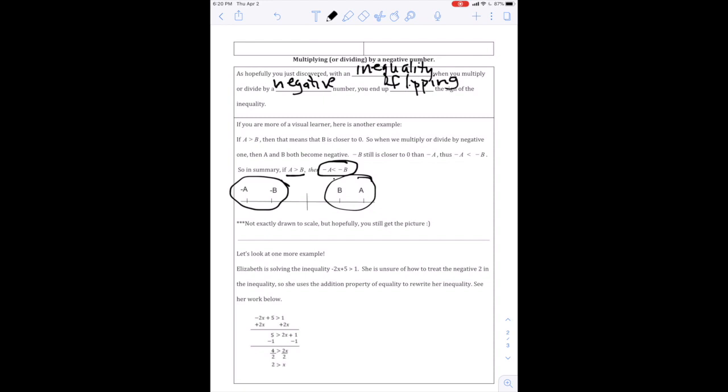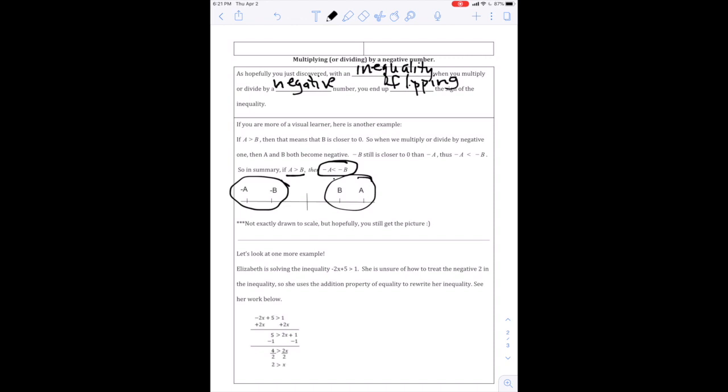Elizabeth is solving the inequality negative 2x plus 5 is greater than 1. She's not really comfortable or unsure about how to treat that negative 2 in the inequality, so she uses the addition property of equality to rewrite her inequality. She decides, I'm going to get rid of that negative number in front of the variable so I don't have to deal with it and get confused. So this is what she does.